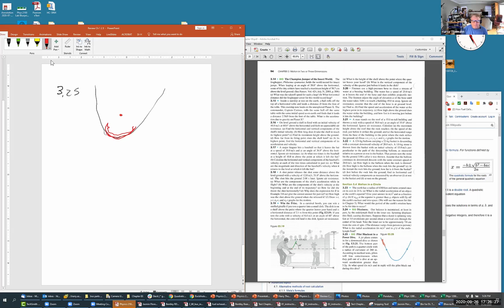So we have a, let's try that color. That's R equals 280 meters. So we have a equals v squared over R. Now, do we have to take into account the Earth?